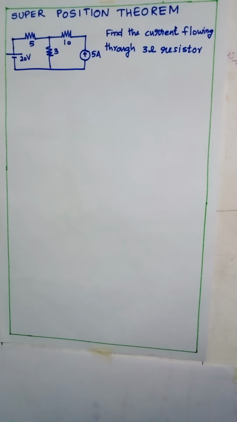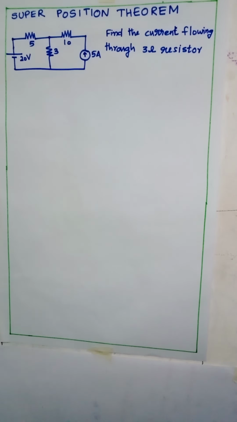Problem solving using superposition theorem. Superposition theorem states that in any linear network containing two or more sources, the response in any element is equal to the algebraic sum of responses caused by individual sources acting alone while other sources are non-operative. That is superposition theorem. So our question is to find the current flowing through 3 ohm resistor using superposition theorem.